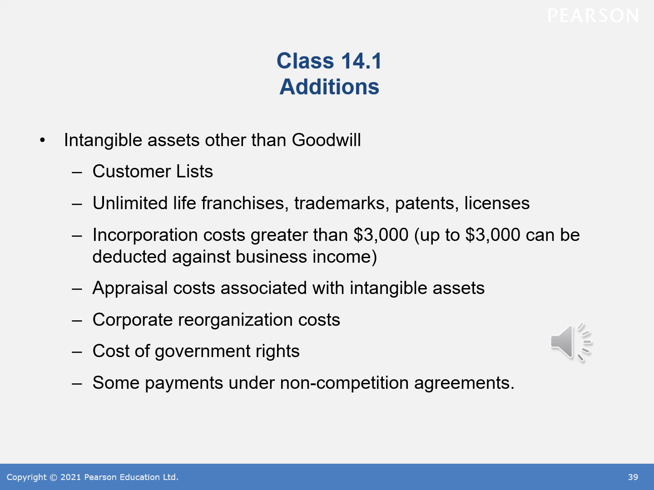So a brief conversation about Class 14.1, talking about intangible assets outside of goodwill, just to give you some other examples of what additions could be considered. Customer lists, for example, unlimited life franchises, trademarks, licenses to use various information, incorporation costs greater than $3,000, because anything under can be deducted against business income in the year incurred. Appraisal costs, reorg costs, government rights, and some payments under non-competition agreements.